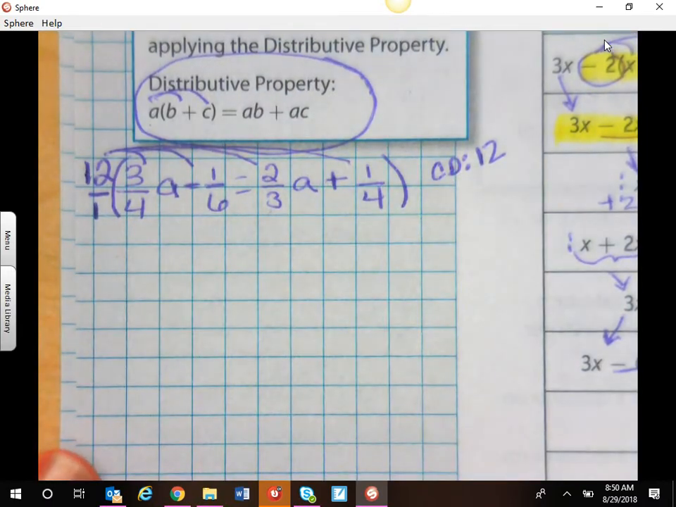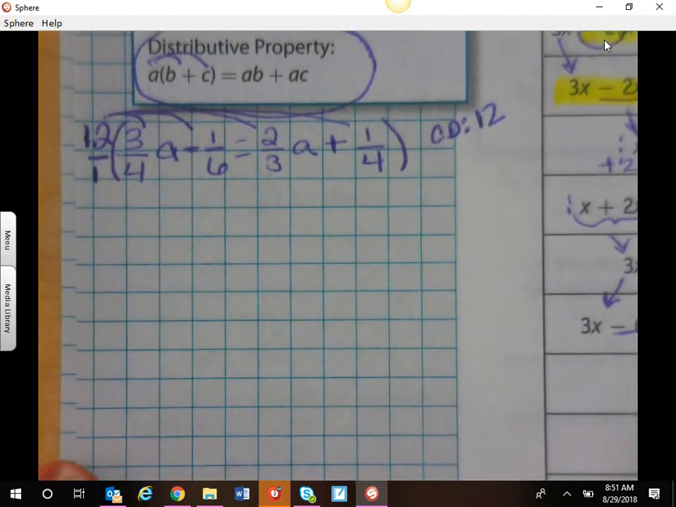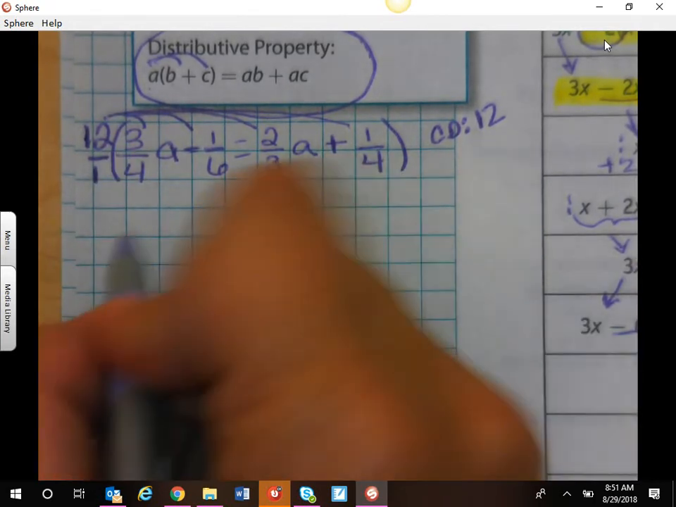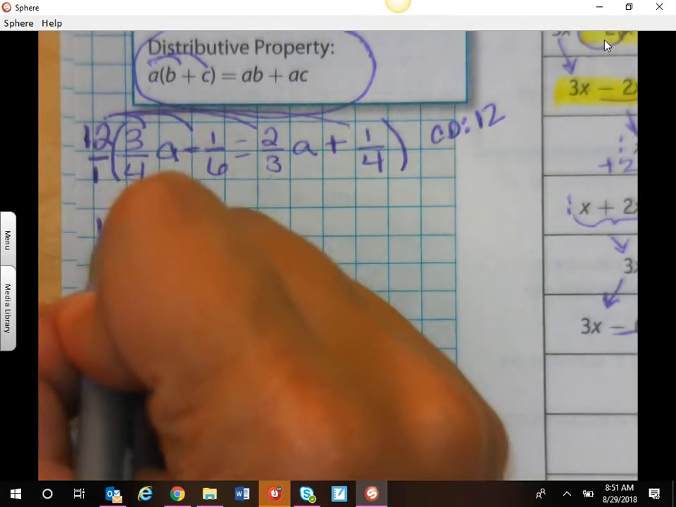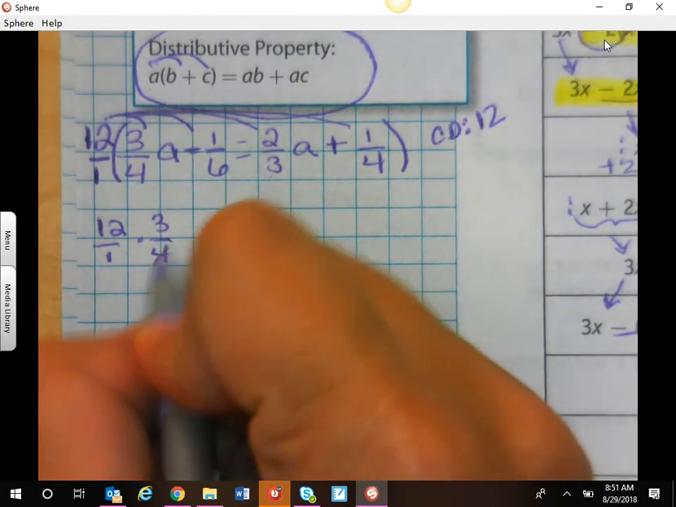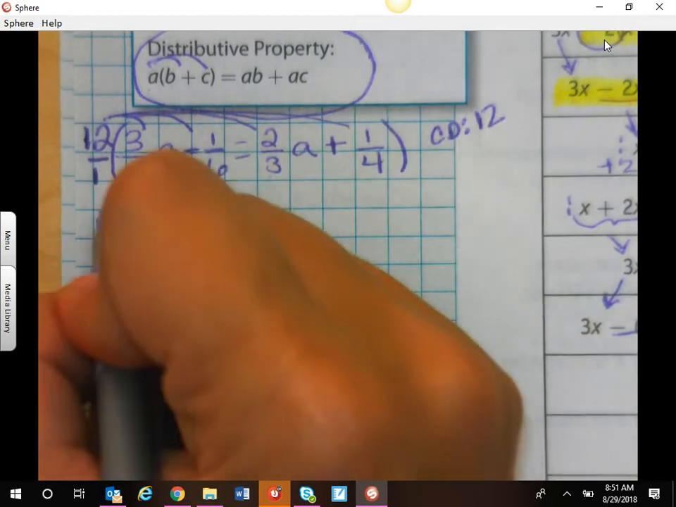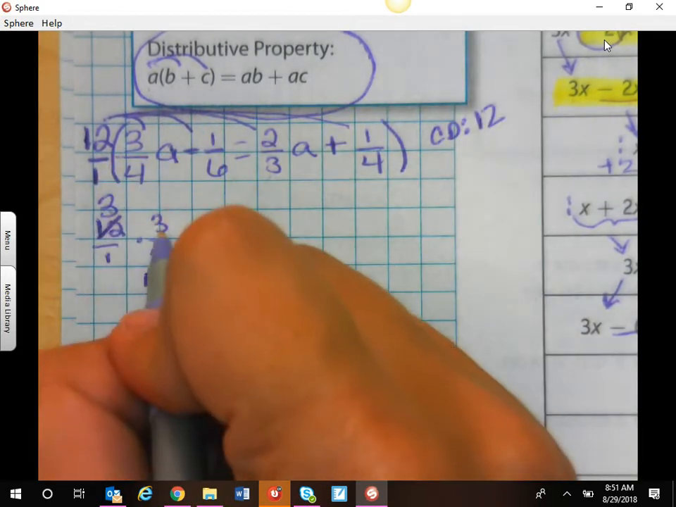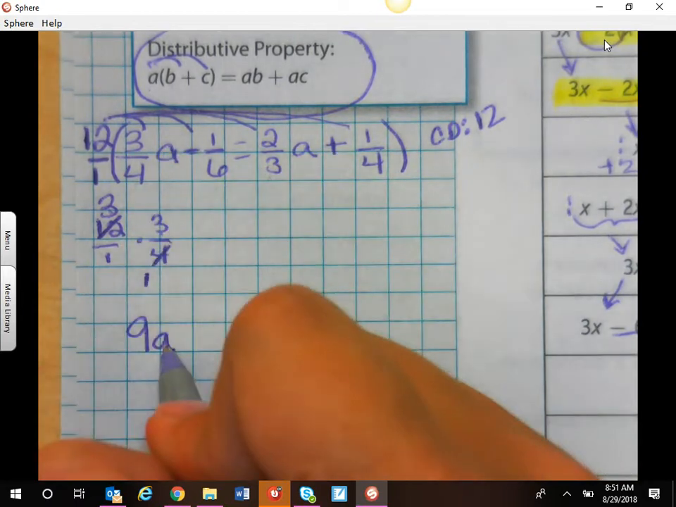Okay? I'm going to write it out so you can see all of this stuff, but if you get to a point where you're like, I don't need to write all the steps, I can do 12 times 3/4 in my head, that's fine. But I want you to see the different pieces. So if I have 12 over 1 times 3 over 4, we learned last year, and actually in 6th grade, we can cross reduce. 4 goes into 12 3 times, so 3 times 3 is 9. So this becomes 9A, don't forget your A.